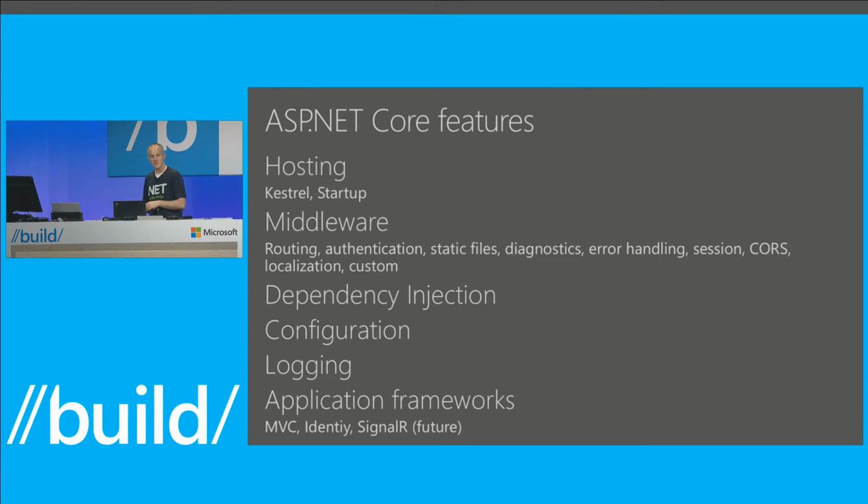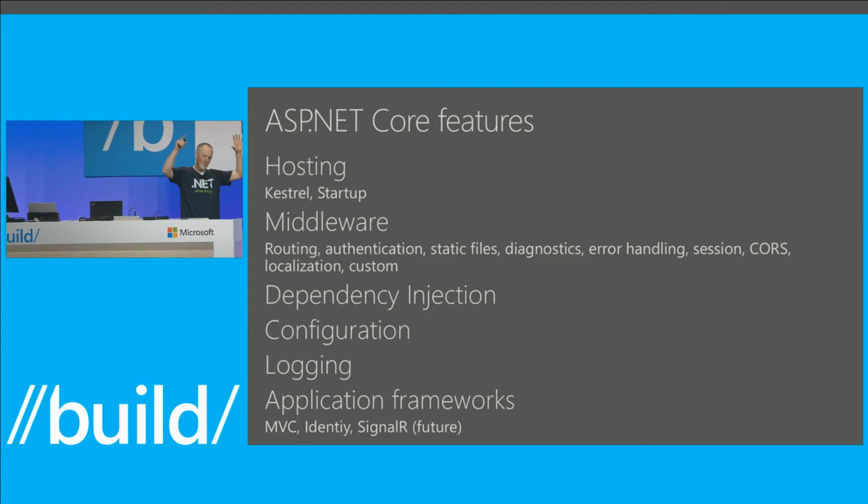We have a new configuration system. There is no web.config in ASP.NET Core, because there's no web.config in .NET Core. So instead, we have a really lightweight configuration model that we've introduced. It's a provider-based model. You can read from a variety of sources, including JSON files, XML files, things like environment variables, so you can do environment-based config. The whole stack is instrumented for logging.